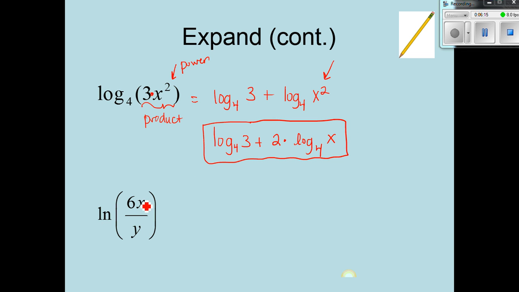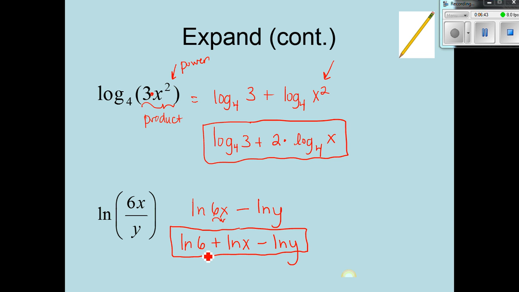The ln of 6x divided by y. Well, this says the ln of 6x, and divided by, or division, is subtract ln of y. Well, within 6x, I have a product. So I really should say ln of 6 plus ln of x, subtract ln of y to get the full expanded answer.